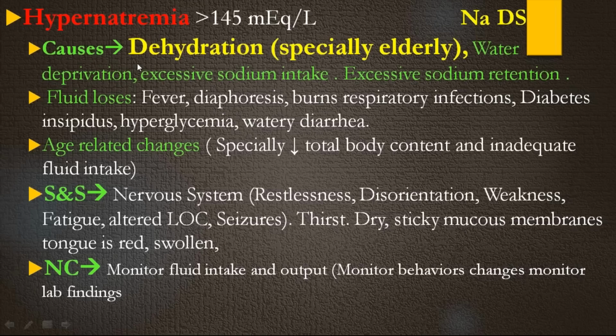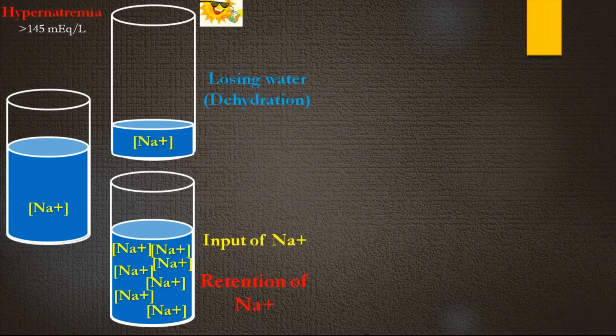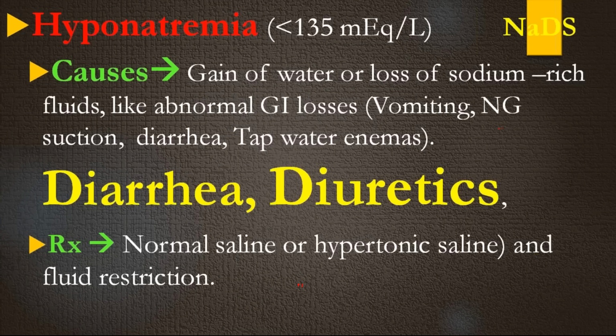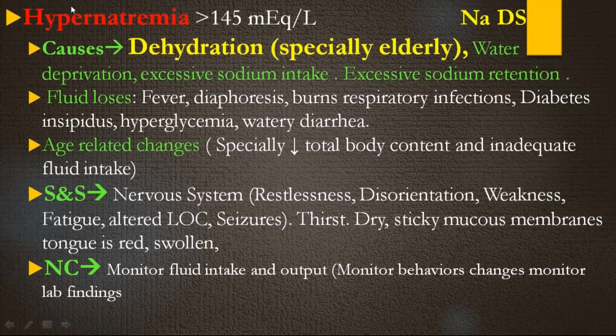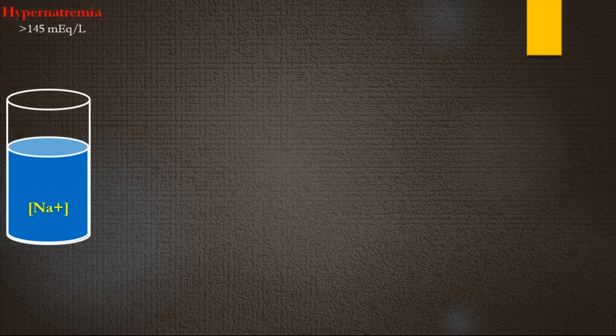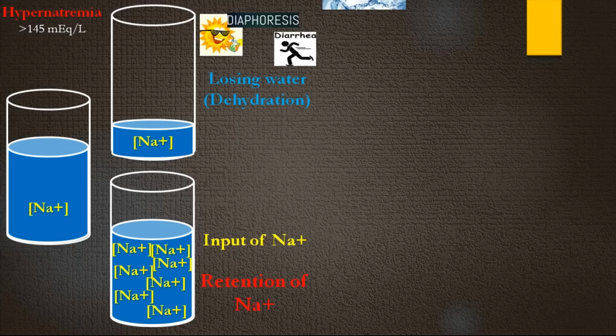So the main cause of hypernatremia: you have the same amount of solutes, sodium, in the blood and you're losing water. So the sodium is very concentrated, and that is going to lead into hypernatremia. We have the hyponatremia. So what is the main cause of hypernatremia? It's going to be dehydration, right? Dehydration. So let's go back. Dehydration, hypernatremia, okay? Then you have the hyponatremia.